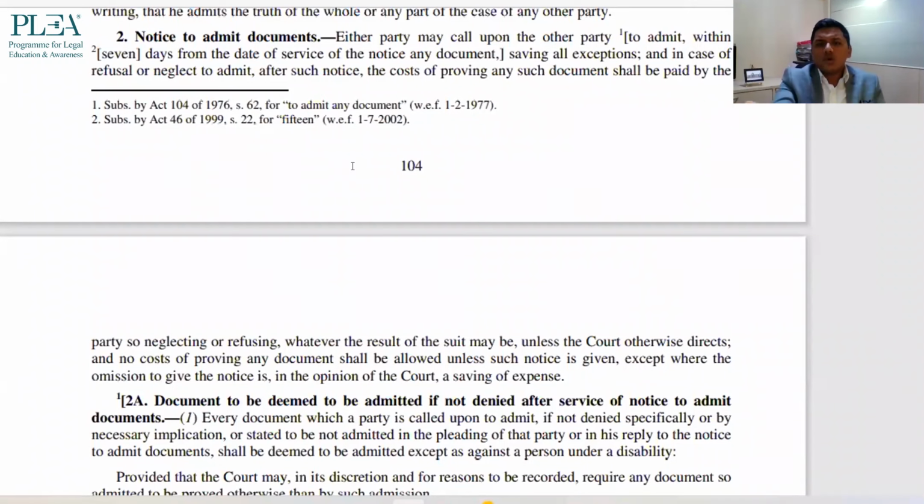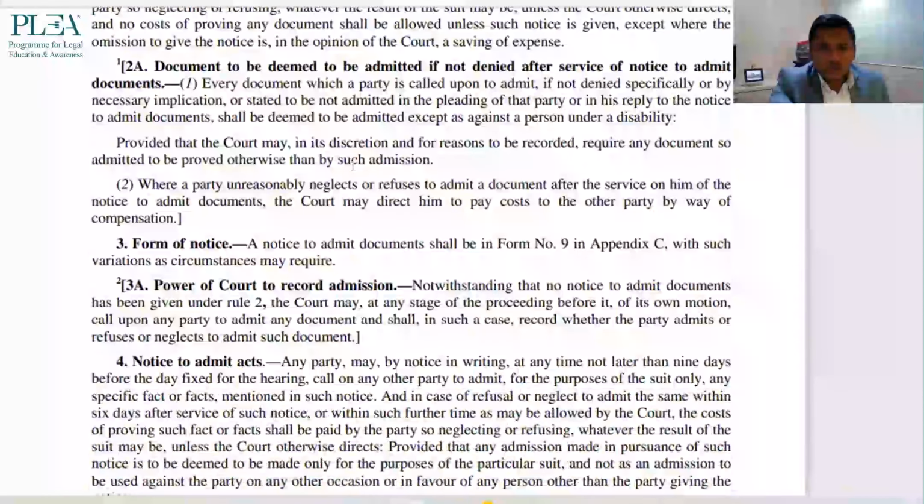Why do you refuse? If you have good grounds, then don't refuse. You tell the court, or you tell the other side who has issued the notice, that I am the noticee, I believe that I should deny it, or I believe that this should be partly denied. Don't refuse or neglect, because you are causing harm to your own case.